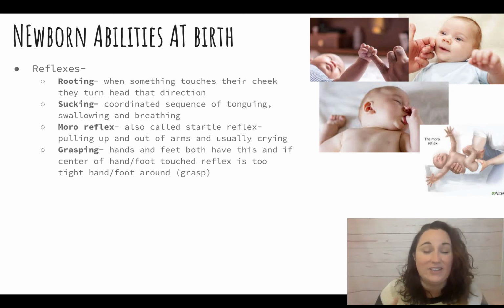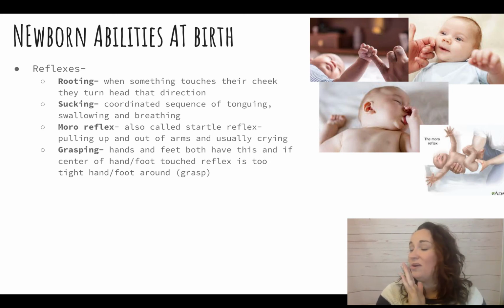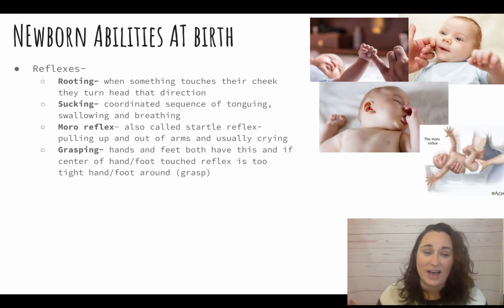So they got to survive. So evolutionary speaking, anything that touched their face, they would turn towards it and open their mouth. And related to that, the next one is sucking. That is a coordination of the mouth and the tongue with their breathing. It's something that babies can do from the moment they are born. Now, premature babies actually sometimes struggle to do this.